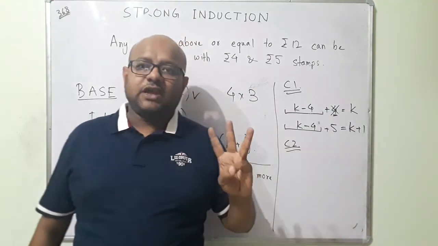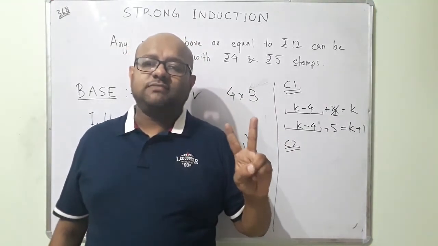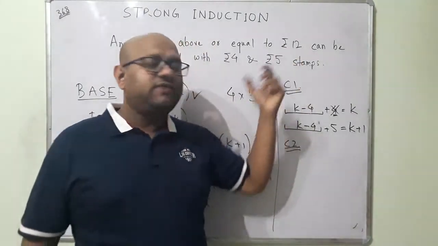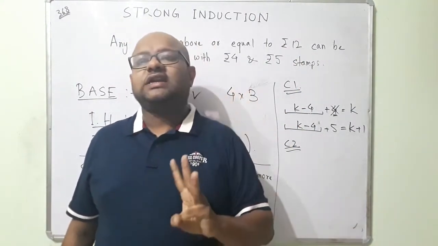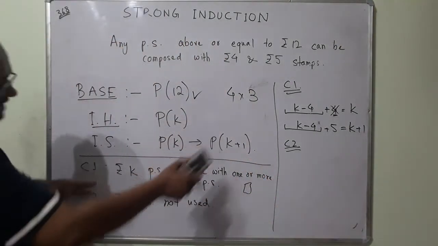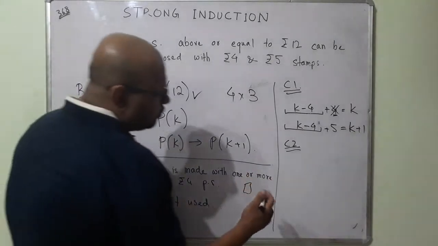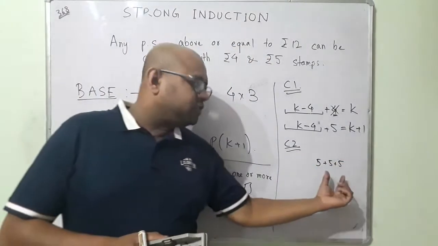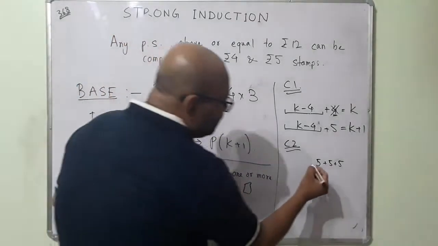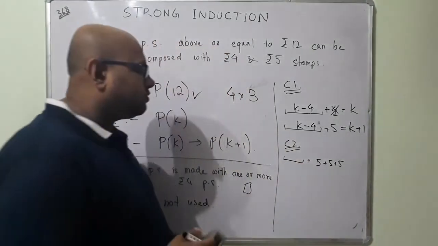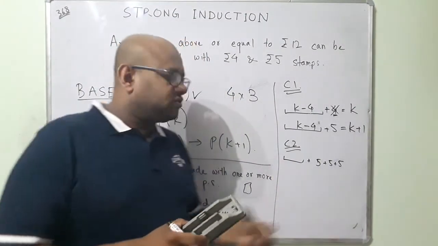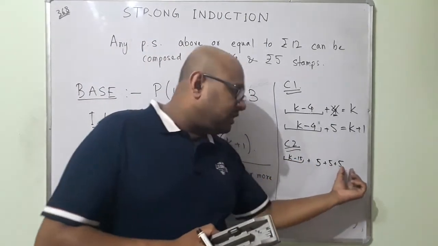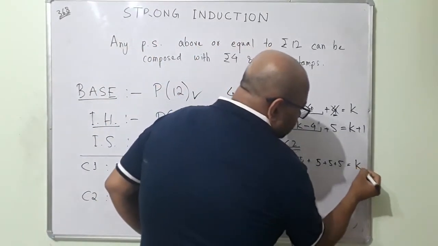But I will need at least 3, because if I use two 5 rupees worth of postage stamp, it will give me 10, which is less than 12. So my k is greater than or equal to 12, so I will need at least 3. And in my second case, I am not using any 4 rupees worth of postage stamp. So what will I have? I will have a minimum of 3 5 rupees worth of postage stamp. And apart from this I will have 0 or more worth of postage stamp. So this is k minus 15 worth of postage stamp plus 5 plus 5 plus 5, together they are giving me k rupees worth of postage stamp.